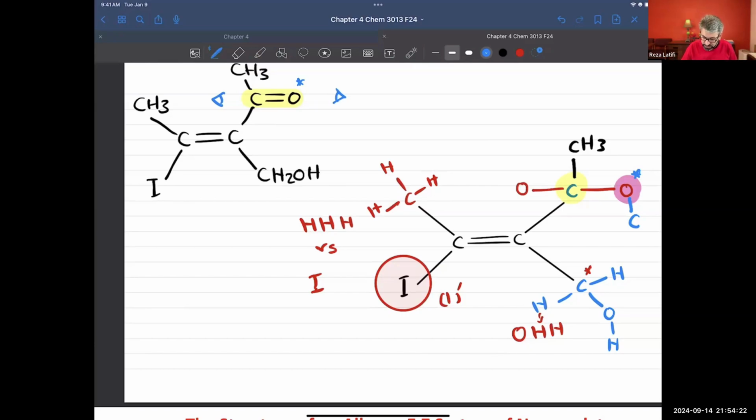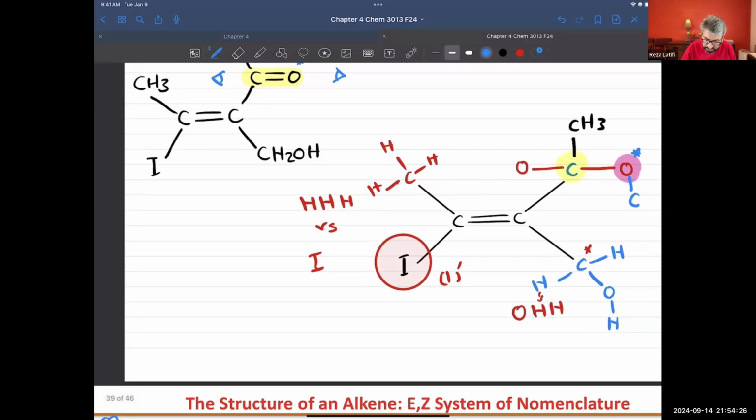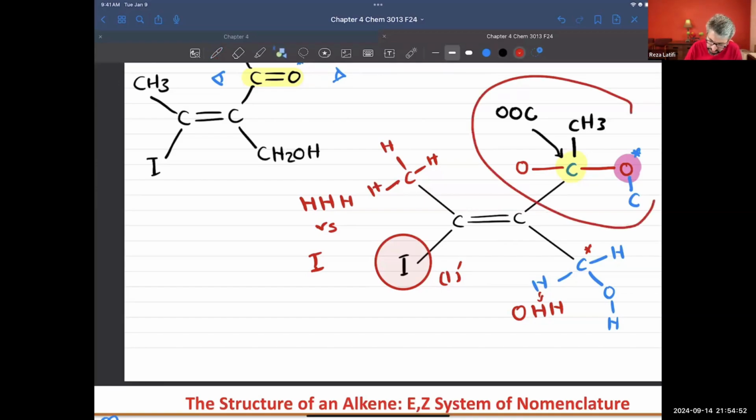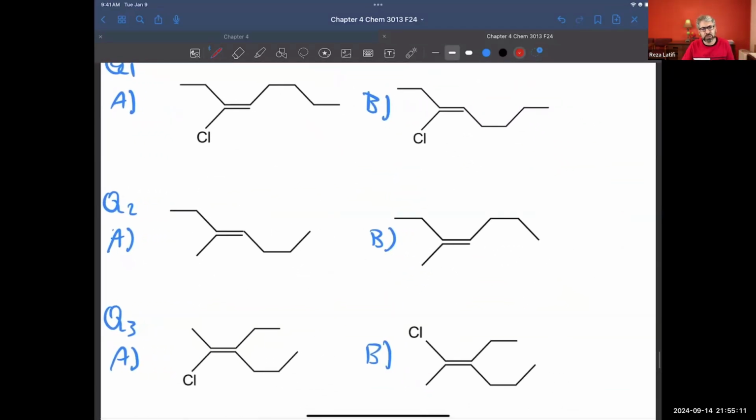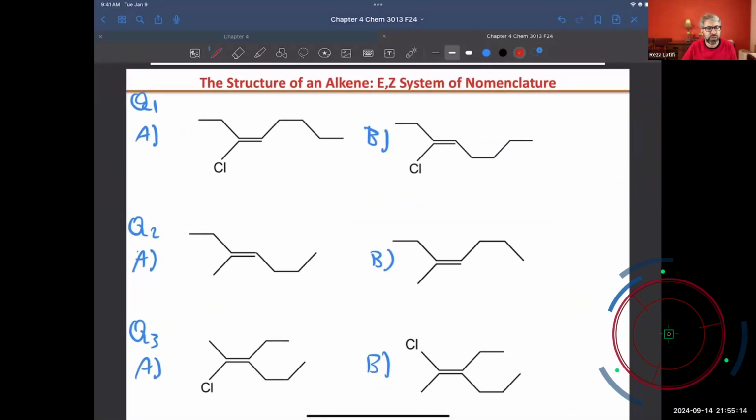Now let's assign the priority. We have a carbon atom that's attached to oxygen and a carbon. Again, we're talking about this carbon atom that's attached to oxygen and then carbon. So between oxygen, hydrogen versus oxygen, carbon, the top one is going to get a higher priority. And because they are across from each other, this is going to be the E isomer. More examples: I want you to pause the video here and try to answer all those 3 questions.